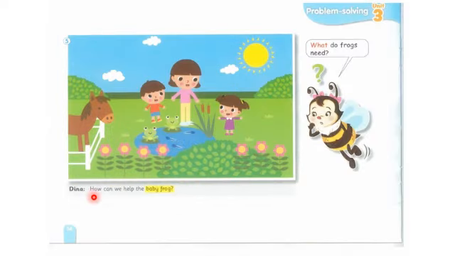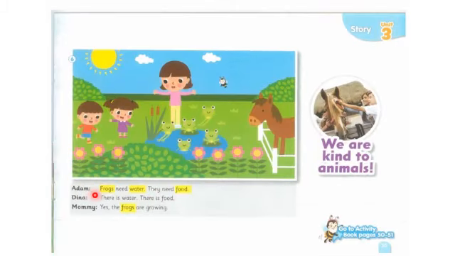And Dina is asking here, how can we help the baby frog? Adam says, frogs need water and they need food. And Dina is saying, there's water, there's food. Mommy is saying here, yes, the frogs are growing. That's the end of our story, the unit, and this video. Thank you so much.